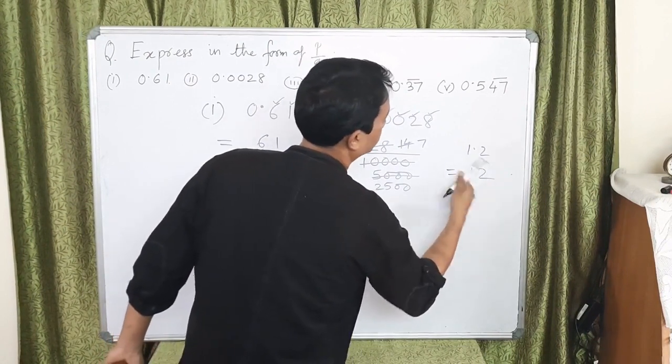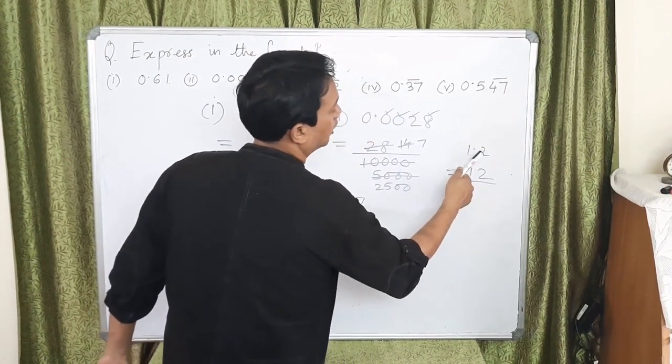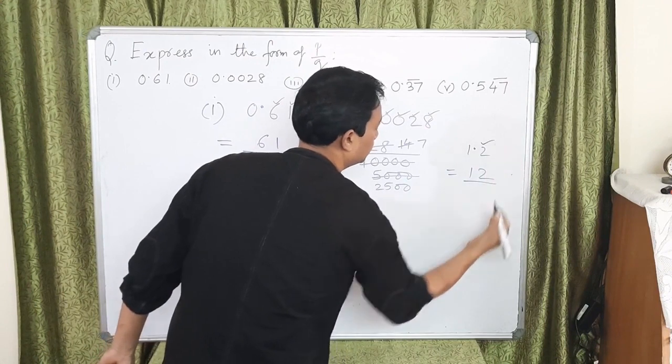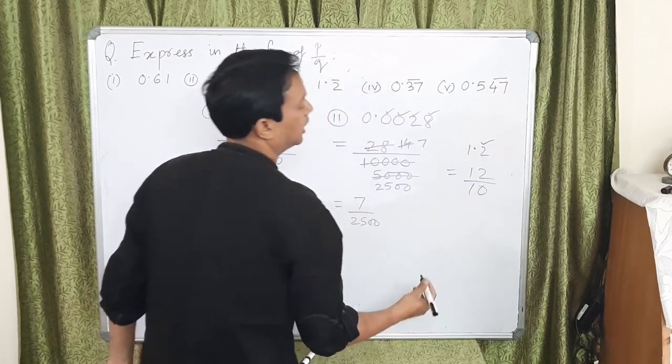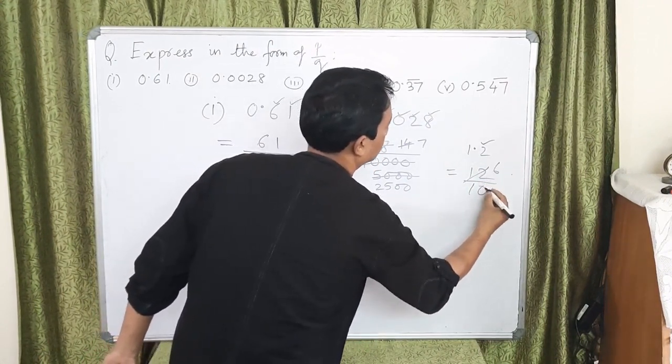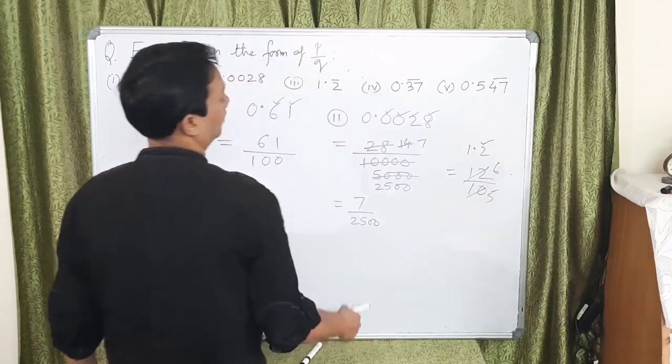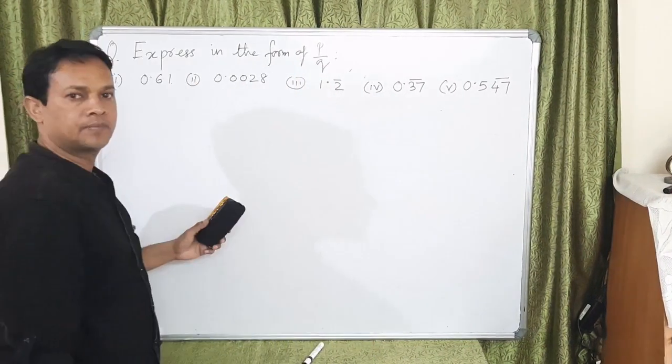Now if I take another one, say 1.2, how do we convert? It will be 12, the whole number, by how many places after the decimal? One place, so it will be 10. 12 by 10. Then you cancel to 6 by 5.